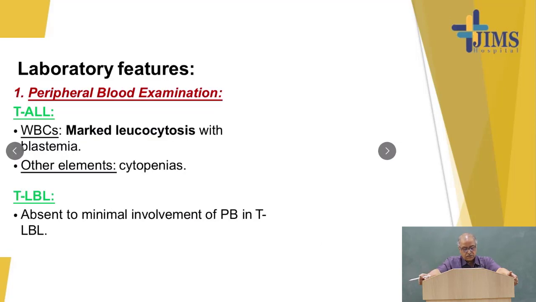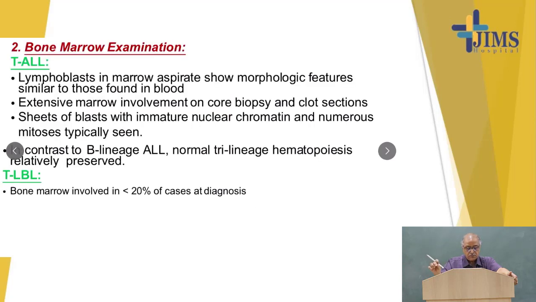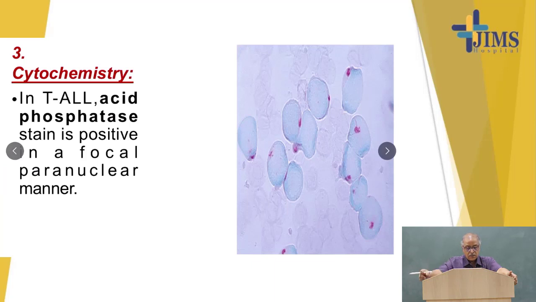Laboratory features: peripheral blood examination in T-ALL, WBC shows marked leukocytosis with blastemia. Other elements show cytopenia. In T-LBL, there is absent to minimal involvement of peripheral blood. Bone marrow examination in T-ALL, lymphoblasts in the marrow aspirate show morphological features similar to those found in the blood. Extensive marrow involvement on core biopsy and clot section. Sheets of blast cells with immature nuclear chromatin and numerous mitoses are typically seen. In contrast to B cell ALL, normal trilineage hematopoiesis is relatively preserved. In T-LBL, bone marrow involvement is in less than 20% of cases. In cytochemistry, in T-ALL, acid phosphatase stain is positive in a focal perinuclear manner.